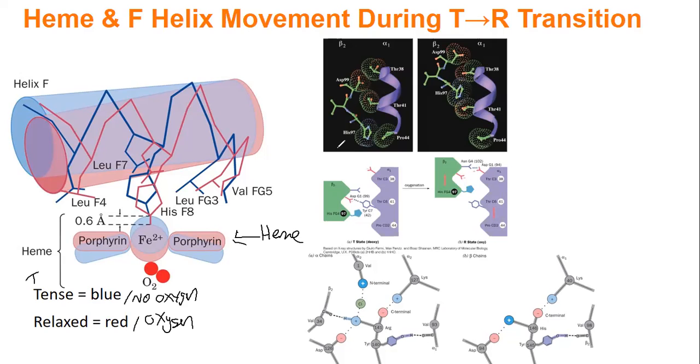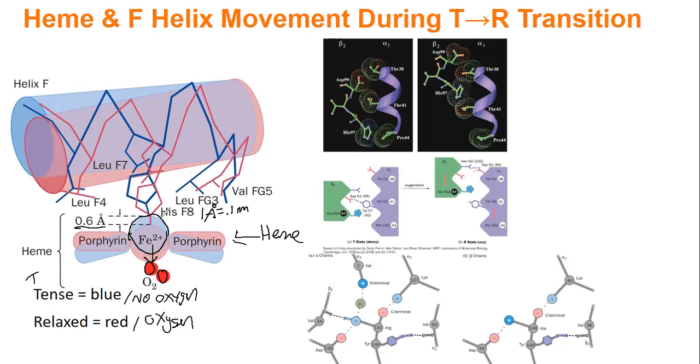Now, let's see what happens when oxygen binds. So let's say we're in the blue tense state. So no oxygen is bound. When oxygen binds, what happens is that the iron moves down a total of 0.6 angstroms. 1 angstrom is 0.1 nanometers. So it moves down. It doesn't sound like a lot, but for a protein, it moves down quite a bit.